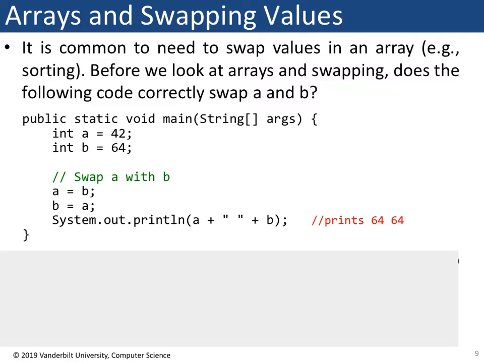Execute the code in your head. We initialize A to 42, initialize B to 64. Then we are assigning A the value 64. A is now 64. Then we assign B the value stored in A. What's in A? Well, we just assigned it 64, so the value in A is 64. So both A and B are 64.